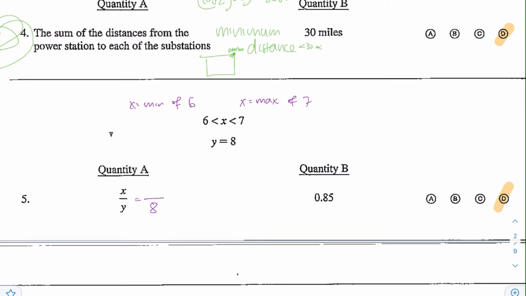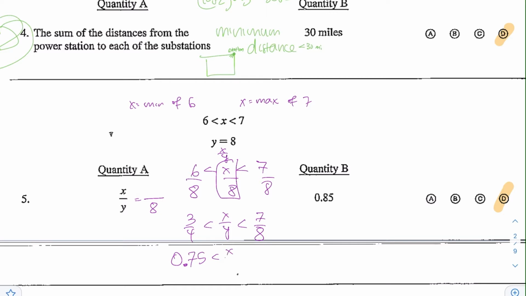Even though you can't include them, you can actually use this inequality to solve for all possible values. Because you know that 6 is less than x is less than 7, if you divide everything by 8, you get x over 8, which is really x over y, and that's going to be between 3/4 and 7/8. Now 3/4 is 0.75, and 7/8 is 0.875. So here, 0.85 lies in between.